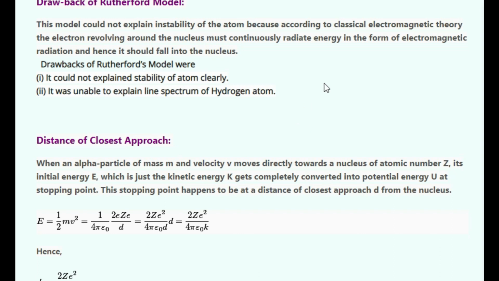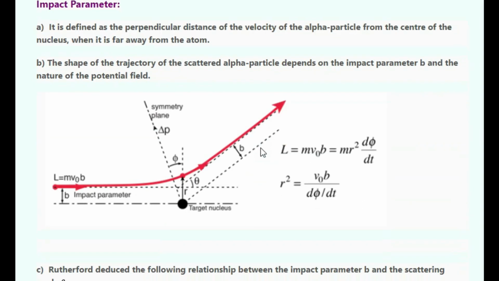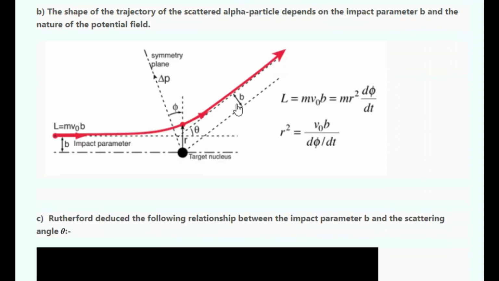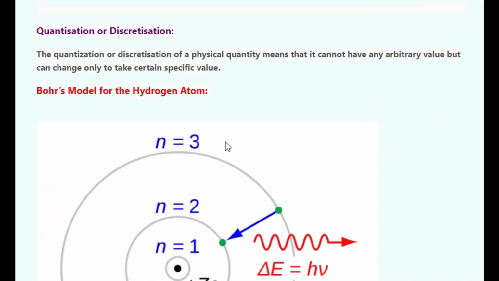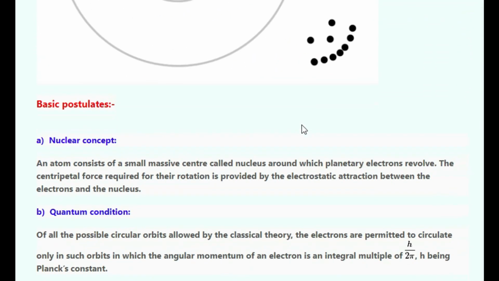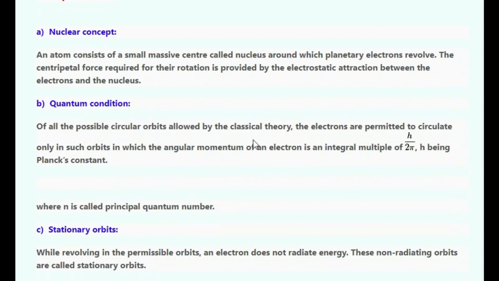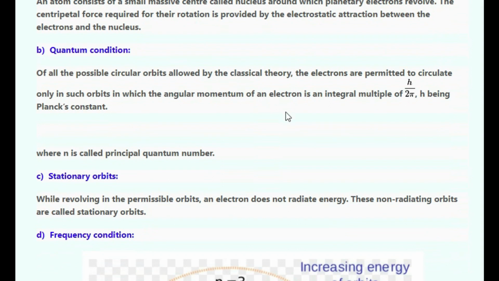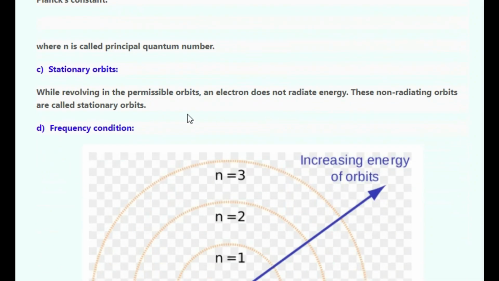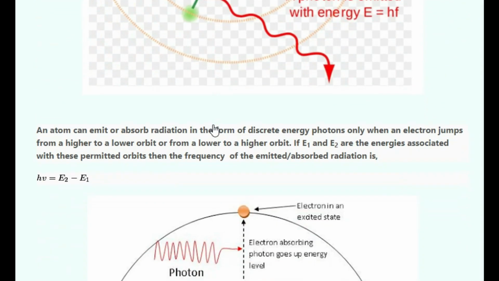and what about the distance of closest approach when alpha particles reach the target atoms, where does it return from, what is the distance of closest approach, and we shall also talk about impact parameters and the quantization, then the basic postulates of Bohr's model like nuclear concept, quantum condition, stationary orbits, and frequency conditions.